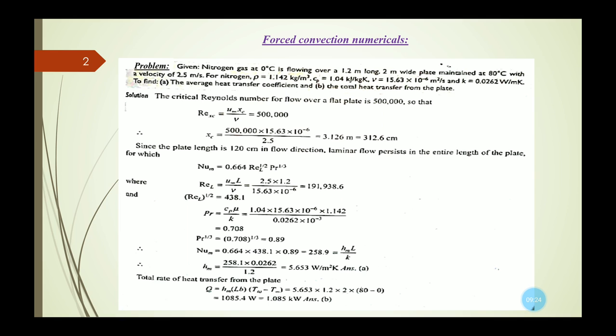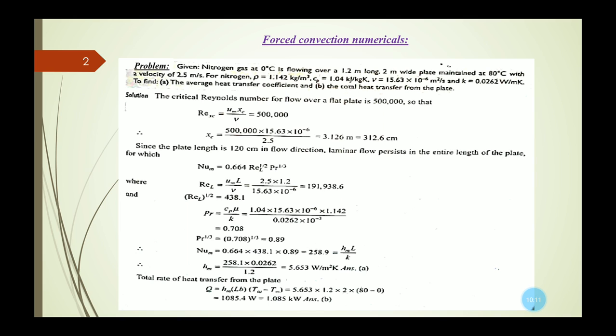Now for the second part of this numerical, we need to calculate the total heat transfer rate from the plate. So for that, the formula is actually Newton's law of cooling, which is hA multiplied by the temperature difference. So this h is actually the average heat transfer coefficient, which we have calculated just now. It is 5.653. A is the area of the plate, which you can calculate based on the given length and width of the plate, and the temperature difference. These two temperatures are also given in this numerical, 80 degree and 0 degree. So putting all these values, you can calculate the total heat transfer rate here, which we are getting as 1.085 kilowatt.